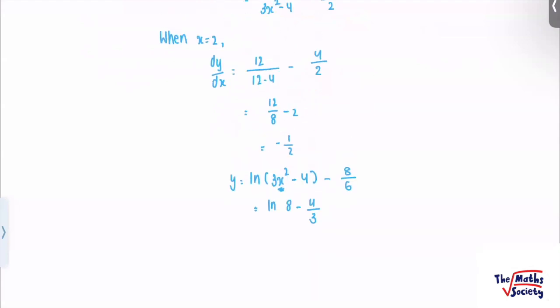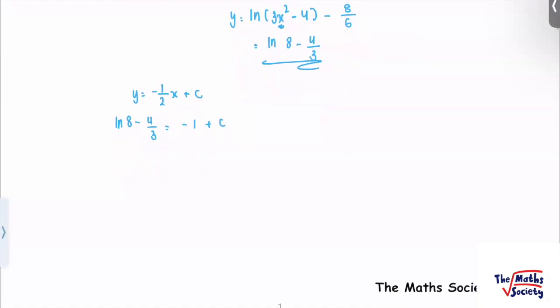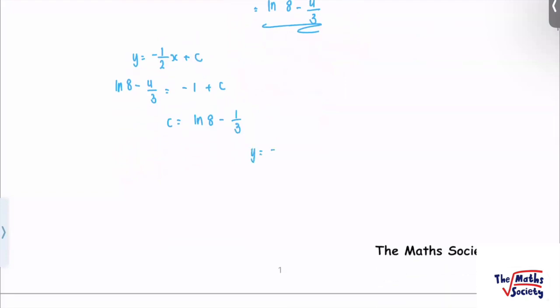Yeah, so because we know that the gradient is minus half, y is going to be equal to minus half x plus c, the tangent line formula. And y, we know that's ln 8 minus 4 by 3. And that's just going to equal, x is 2, so minus 1 plus c, right? So c is just going to be equal to ln 8 minus 1 by 3. So we know y is going to be equal to minus 1 by 2 x plus we have c, which is ln 8 minus 1 by 3.